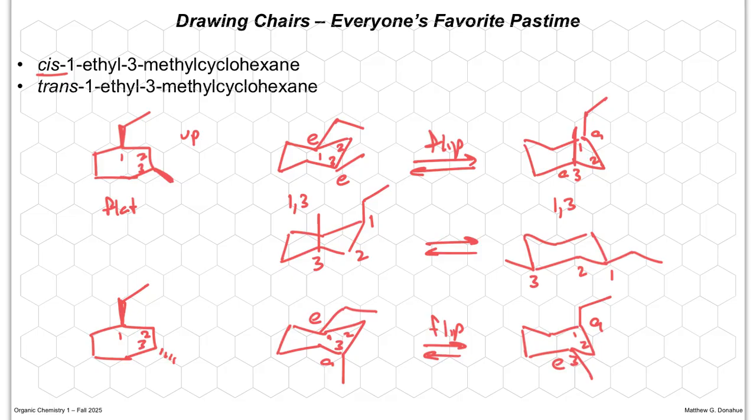Any questions on the 1,3? So you would do the same sort of analysis if you have 2 or more substituents on the ring. For any sort of flat cyclohexane, you can still draw the 2 chairs through the ring flips and just figure out whether the substituents are axial or equatorial.